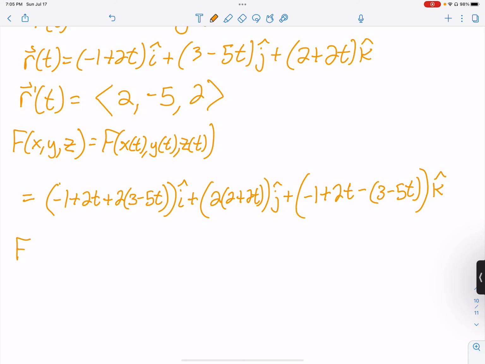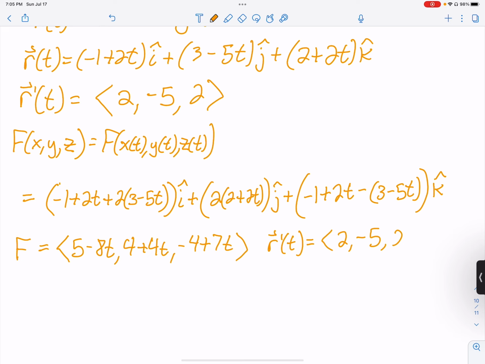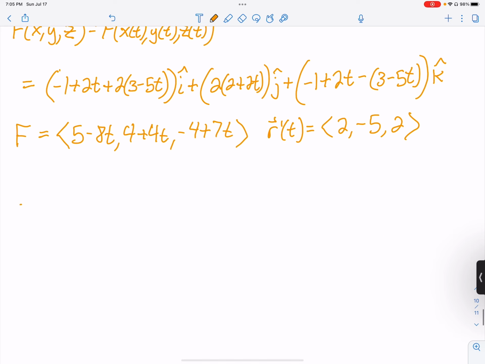I'm going to rewrite this F in bracket form. If I combine like terms, I get 5 minus 8t, comma, 4 plus 4t, comma, and then negative 4 plus 7t. I would work all that out, simplify, and see if you can get to that. That's F. And r prime was 2, negative 5, 2. So I can find the work now.